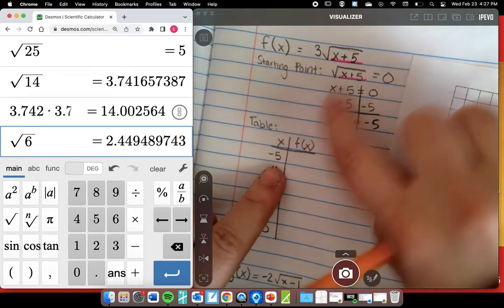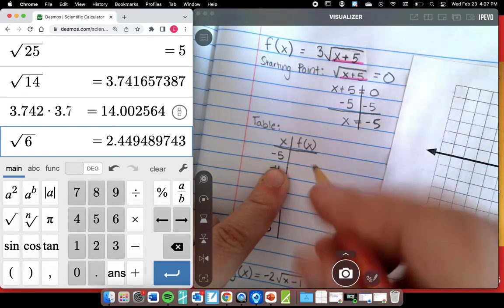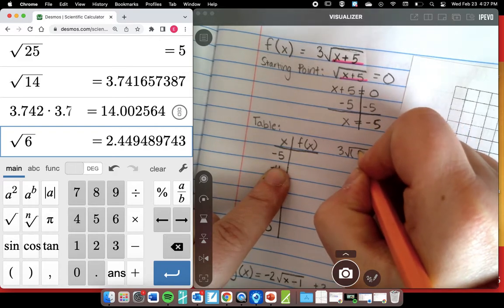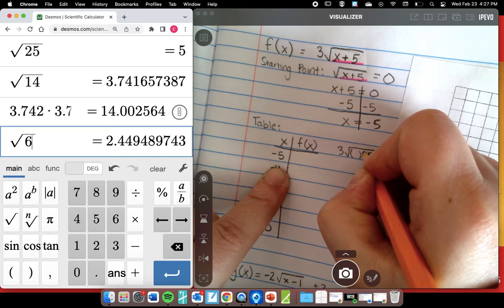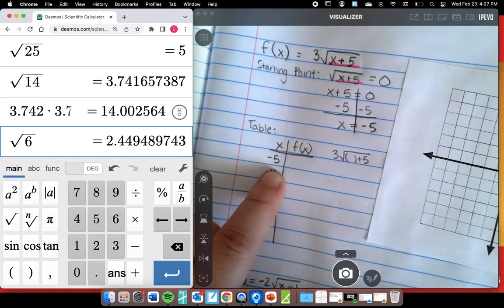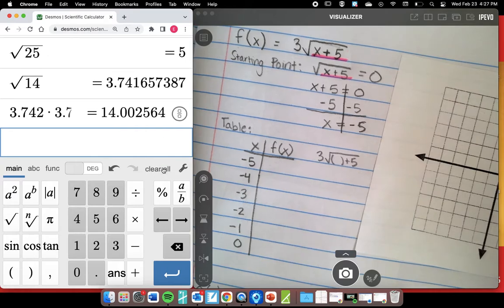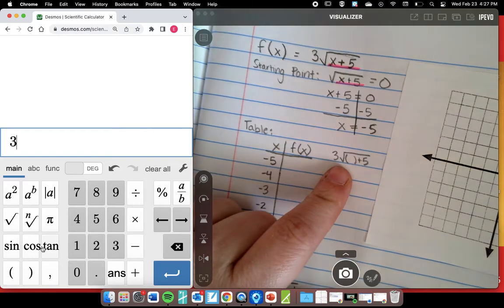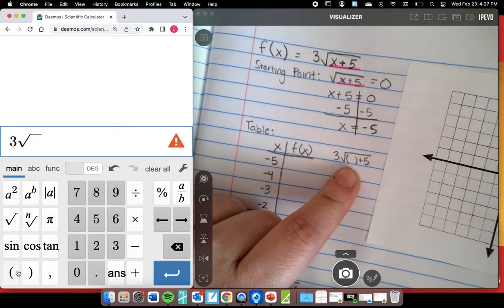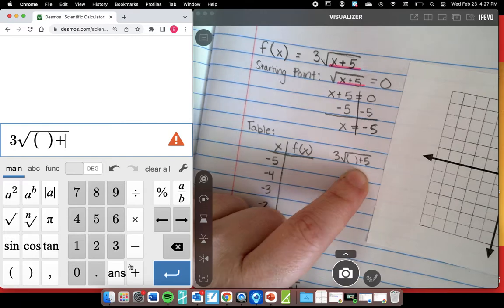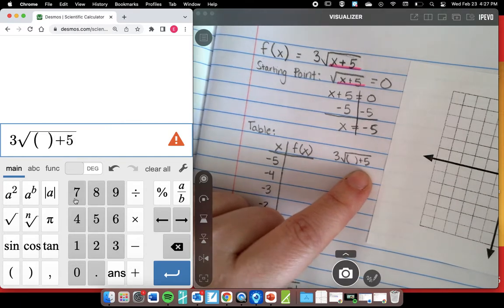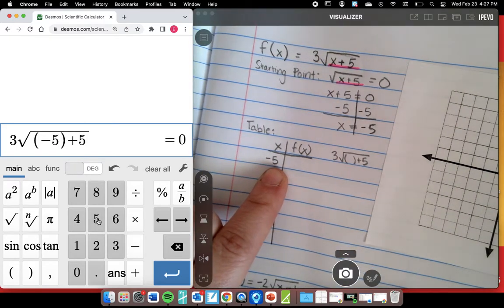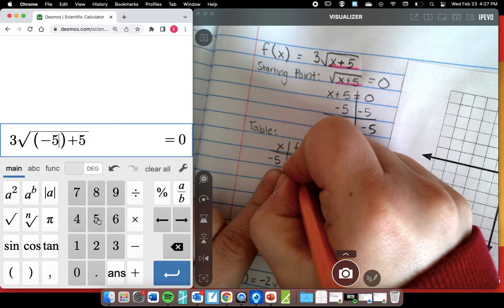And then we're going to plug in those x's for this here. So we have 3 times the square root of our x plus 5. I'm going to put that x in parentheses, and I'm going to switch out those numbers. So I'm going to clear this out just to make it easier. So I have 3, and then the square root, and then I have my x plus 5. Okay, and I'm going to put in different numbers for this x. So I'm going to start with negative 5. With negative 5 we get 0.